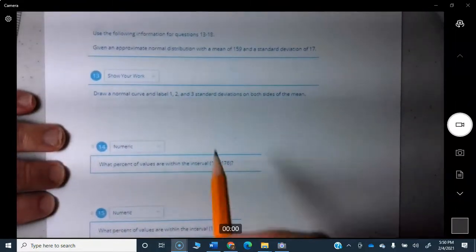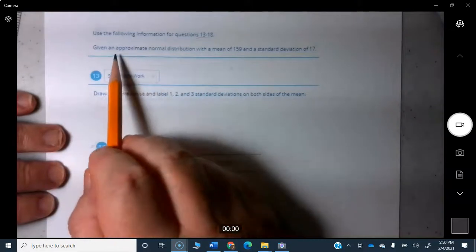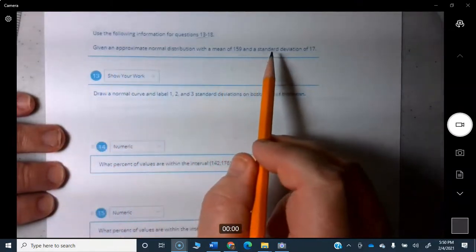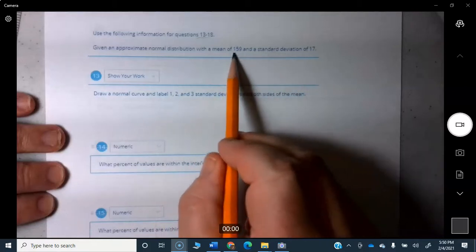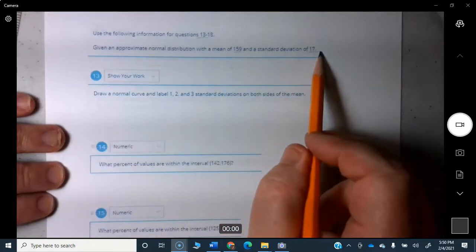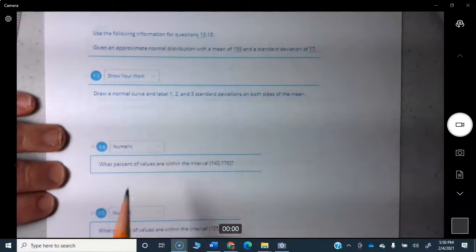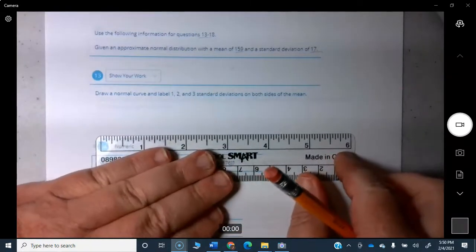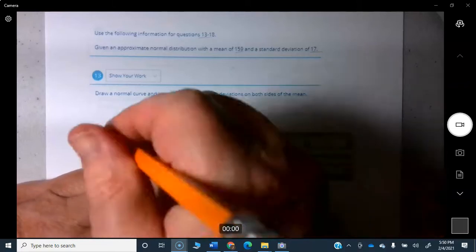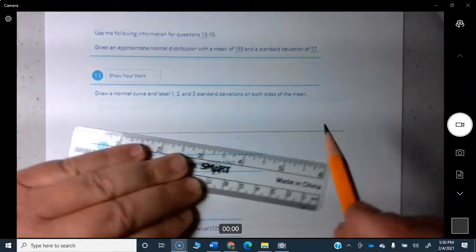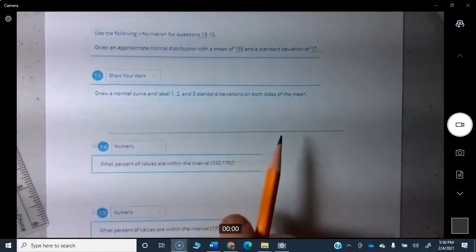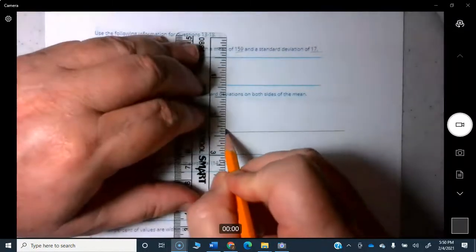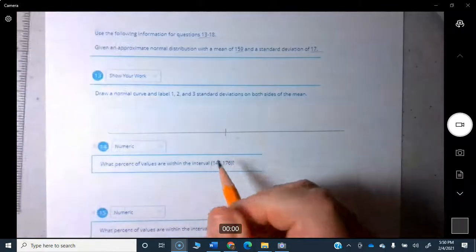Okay, use the following for questions 13 through 18. Given an approximate normal distribution with a mean of 159 and a standard deviation of 17. So we're going to do the same thing we did on the last one. We're going to draw a kind of a low curve so we have a lot of space to write. And let me just show you. You really don't need to draw the curve. You know it looks like a bell curve. So we're just going to say there's the mean. Now I don't have to worry about drawing a sloppy curve.